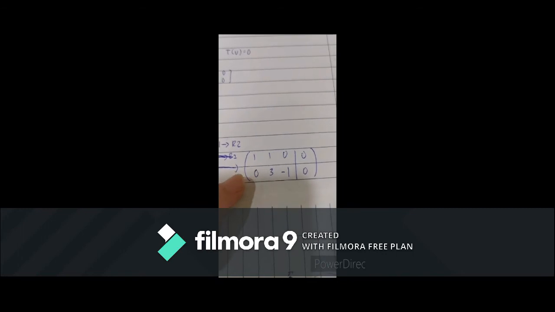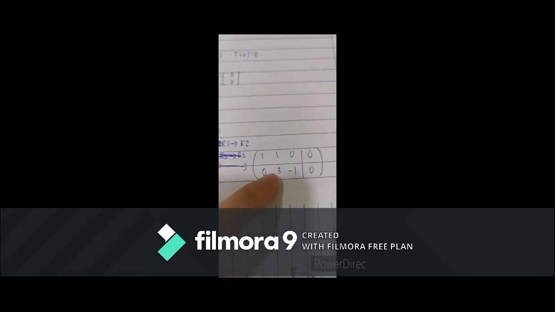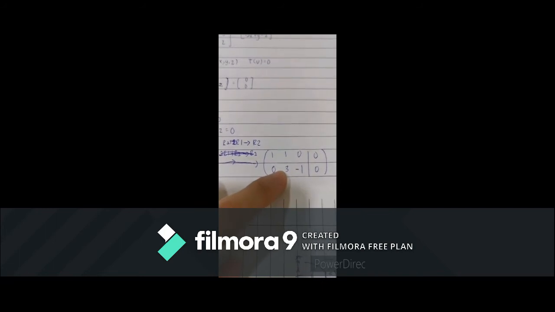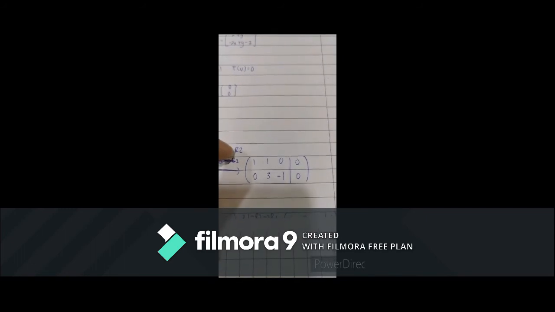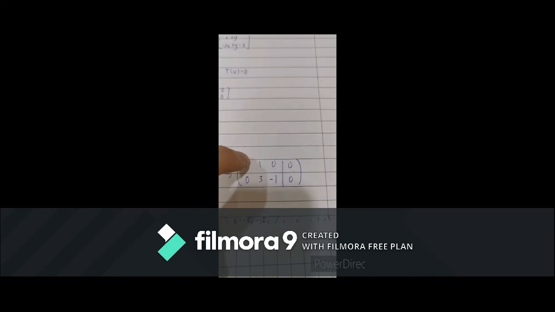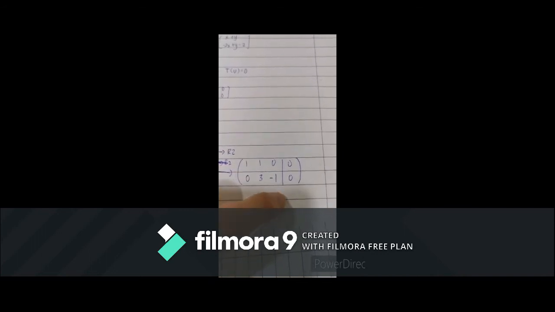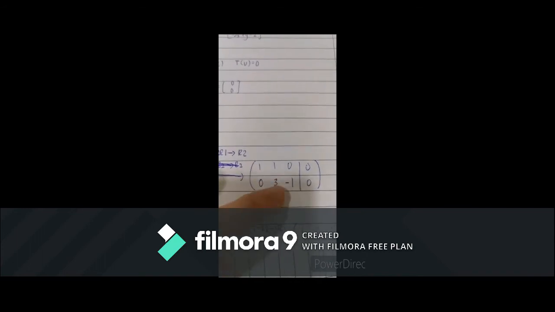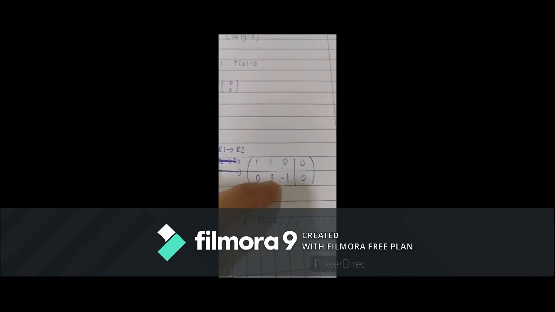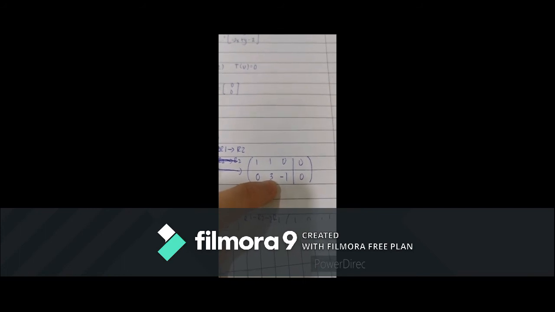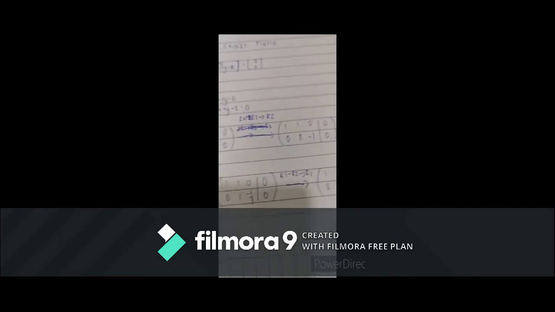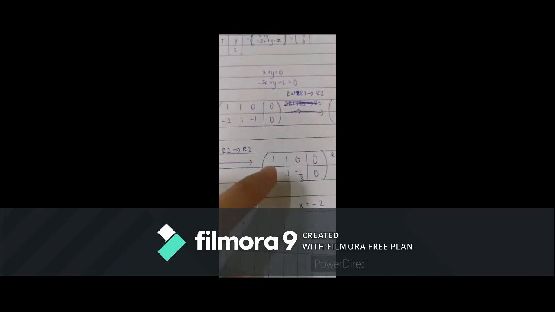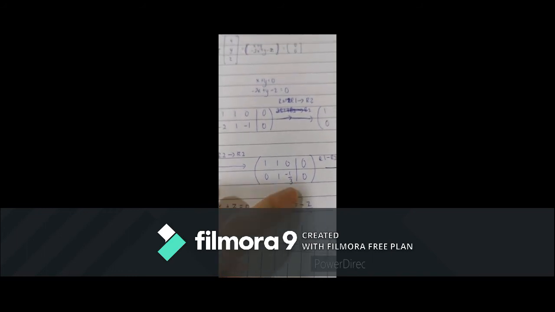After we get this, we must make this 3 to be 1. So we must follow the condition like this, which must be 1, 1, 1 and 1. To make this number from 3 to 1, we must multiply everything in row 2 by 1 over 3. So then we will get 0, 1 and negative 1 over 3.